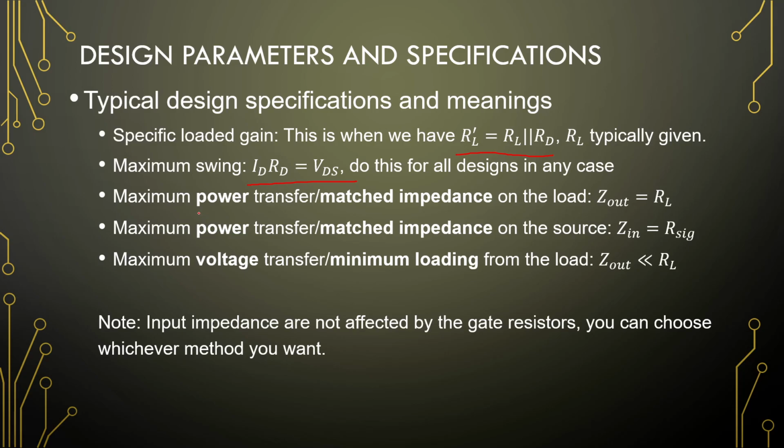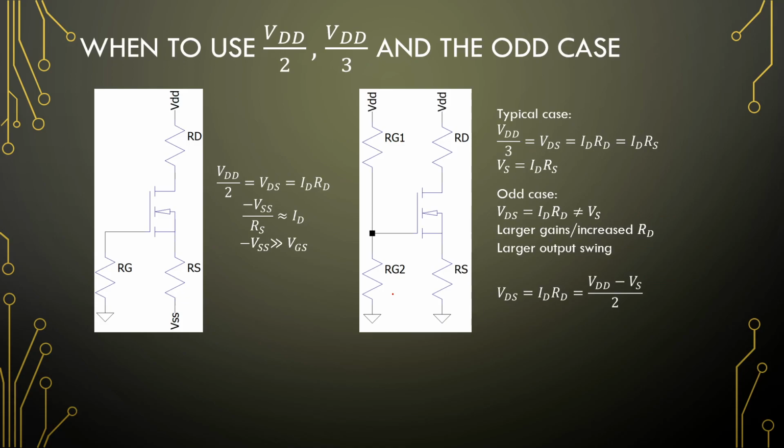Then maximum power transfer into one of these amplifiers is very typical. Since it has a very low input impedance, this is ideal for antennas and transmission lines and whatnot, and selecting a low input impedance and then working with power transfer. You can also design for maximum power transfer out of an amplifier or maximum voltage transfer out of an amplifier where the load is about 10 times larger than the output impedance. So those are the typical things to design for.